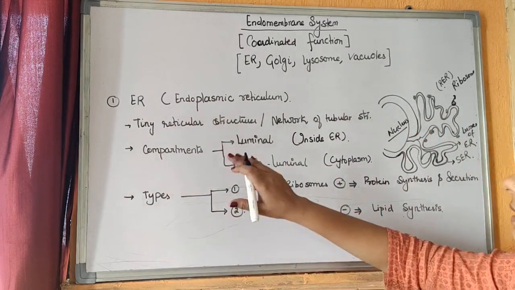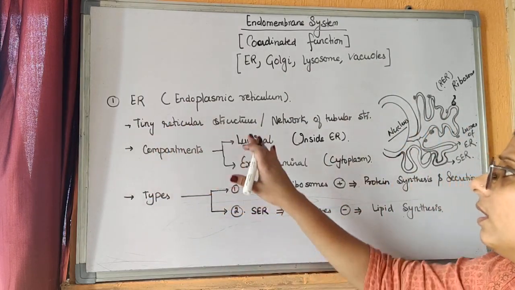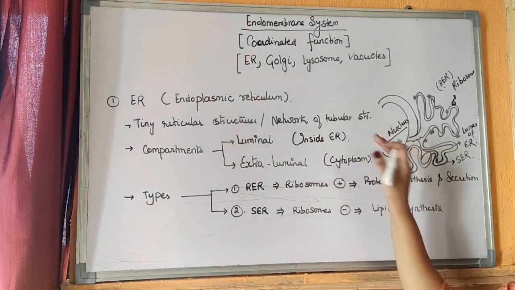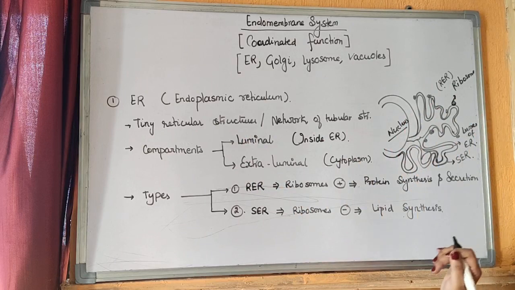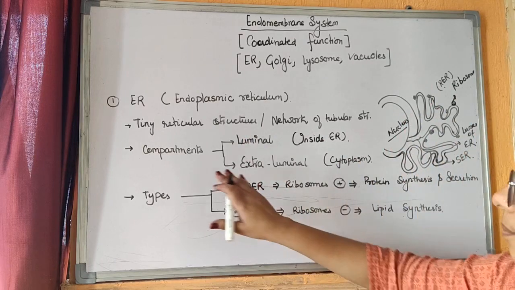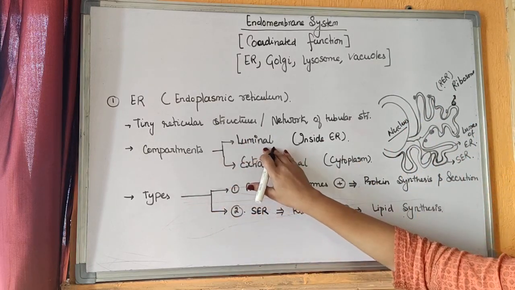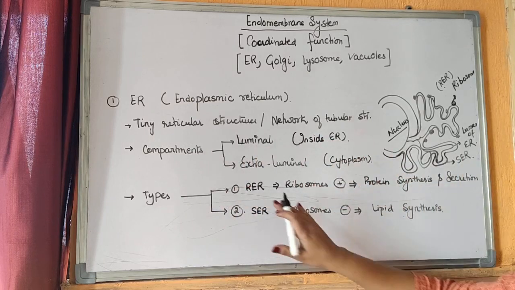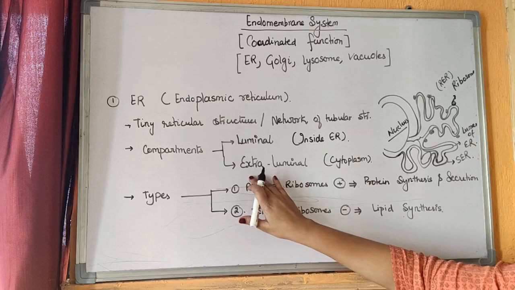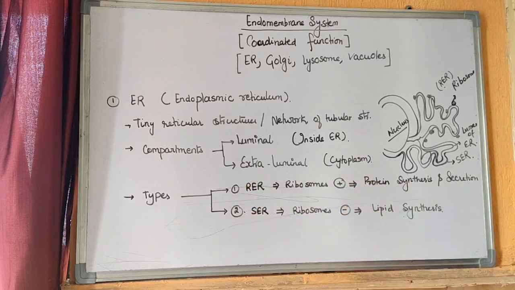Endoplasmic reticulum is a network of tiny tubular reticular structures present in continuation with the nuclear membrane, and it has two compartments: the luminal side having the lumen, which is inside the endoplasmic reticulum, while the outer part is called the extraluminal and it is present inside the cytoplasm.